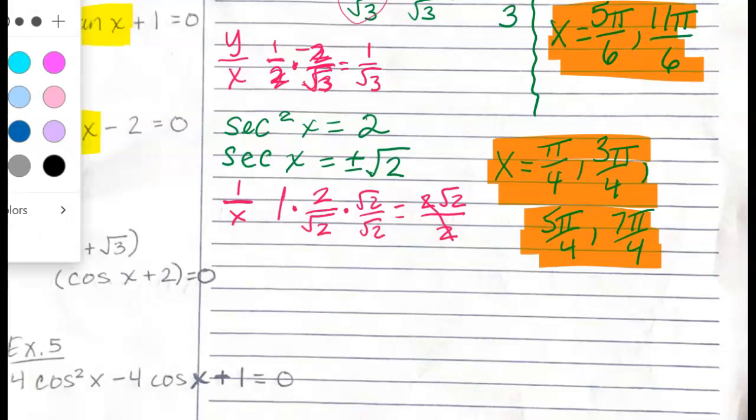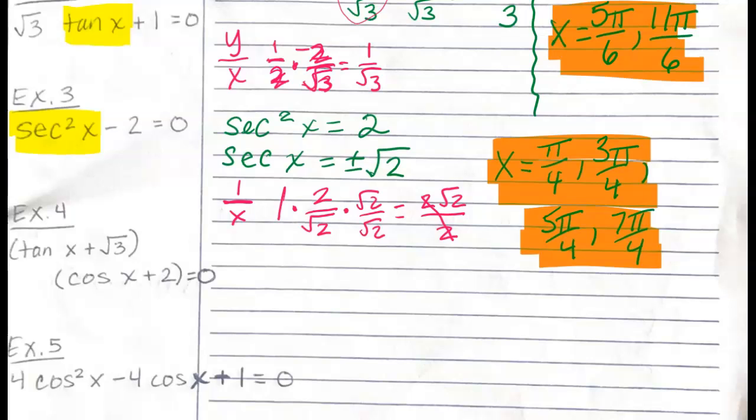Alrighty. Next one, we have tangent x plus square root of 3, cosine x plus 2. I ask you this question. What if you had x plus 3 and x minus 2 equals 0? How would you solve that question? Right? You just set each of those equal to 0. So you do the same thing here.